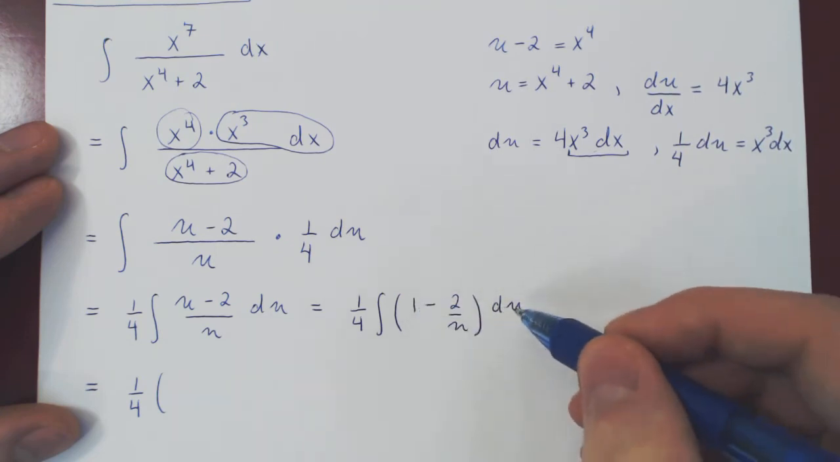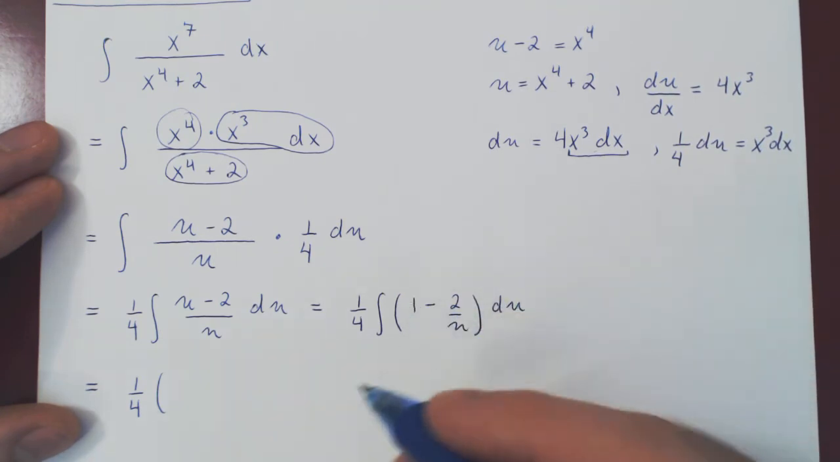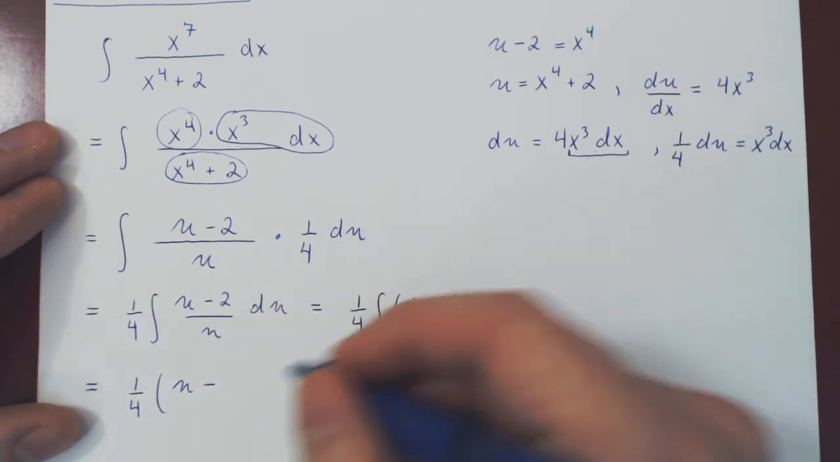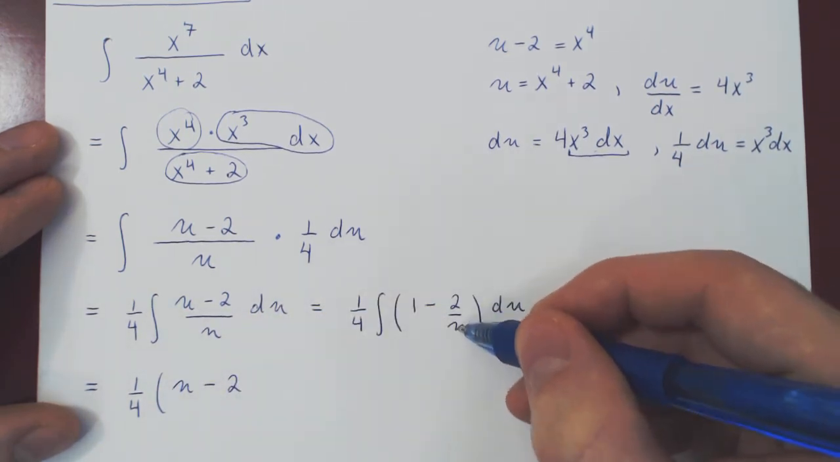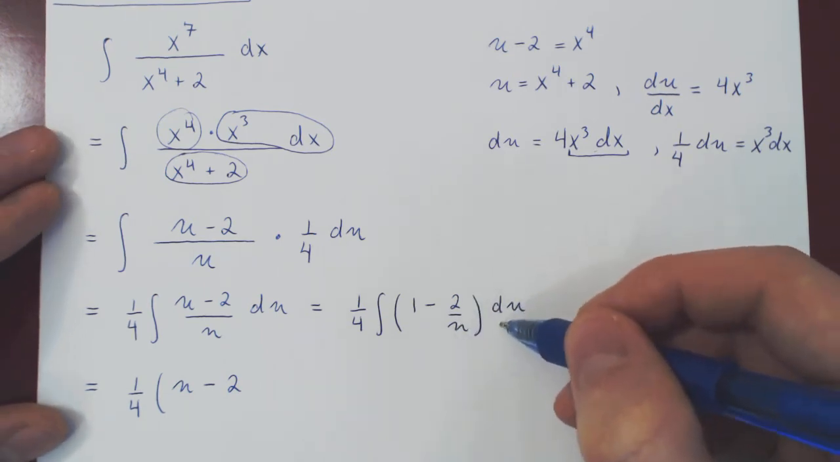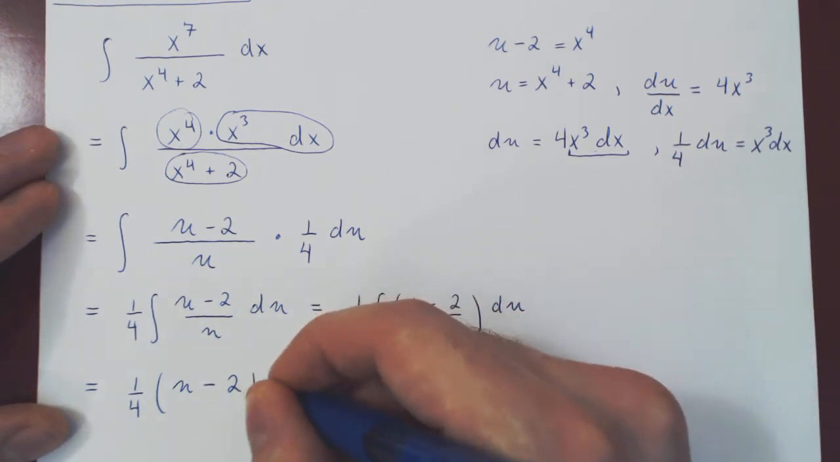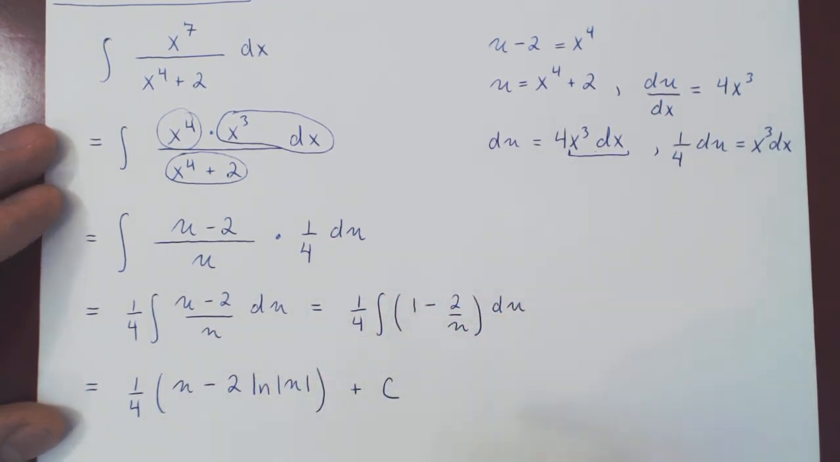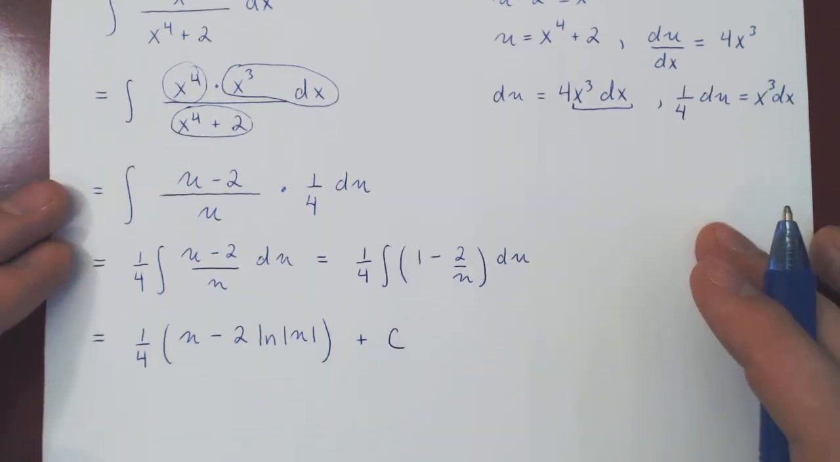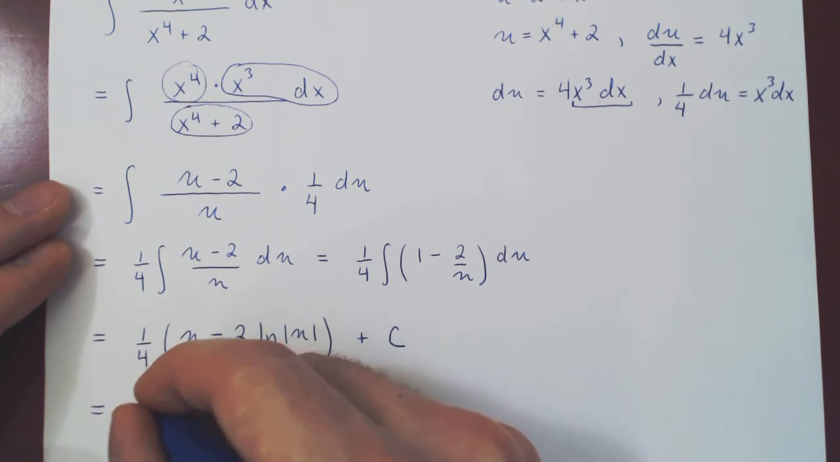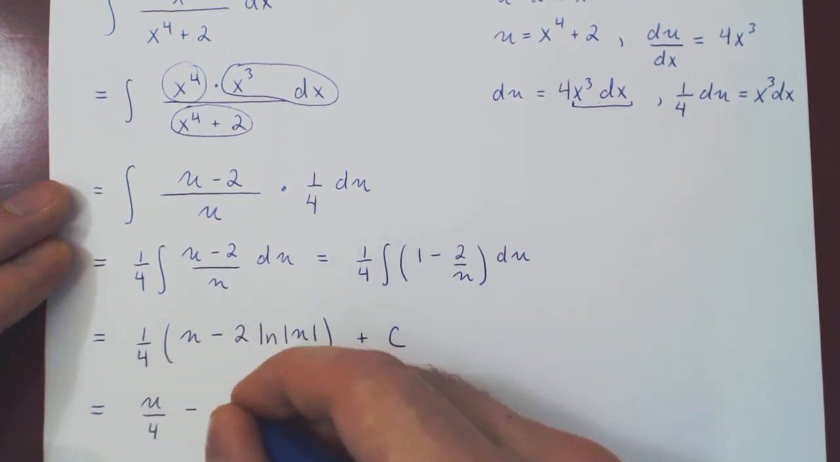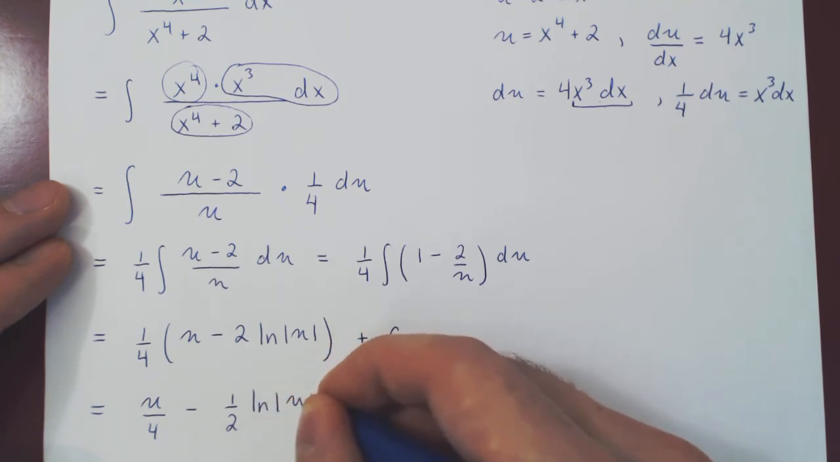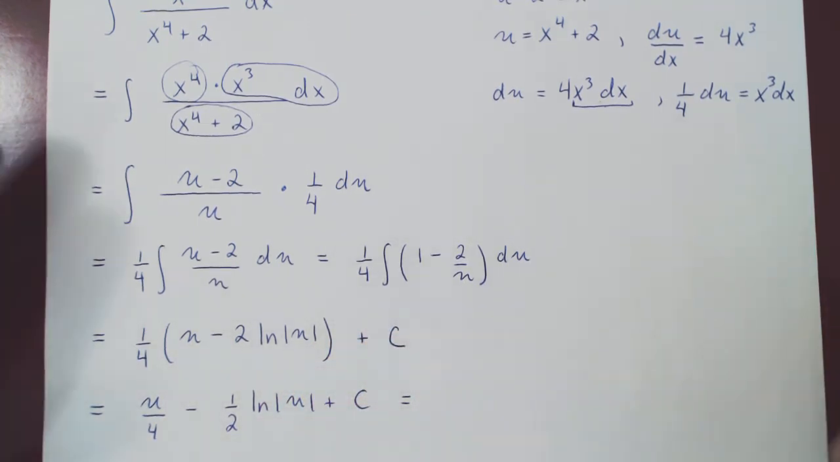The integral of 1 with respect to u is u, so this is u, minus 2, and now we integrate 1 over u. Well, the integral of 1 over u du is, of course, ln of u in absolute value, plus, of course, the arbitrary constant of integration. We could multiply by a quarter to simplify the 2 here and give us a half and a quarter if we wanted to. So we get u over 4, minus 1/2 ln of u in absolute value, plus c.